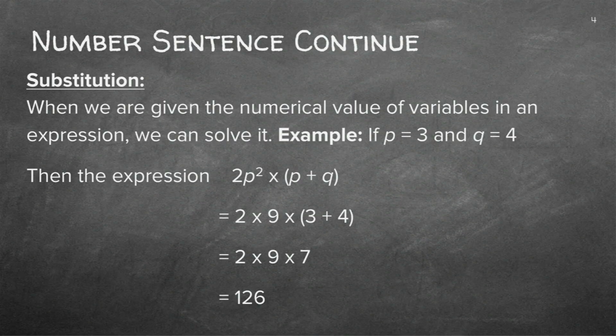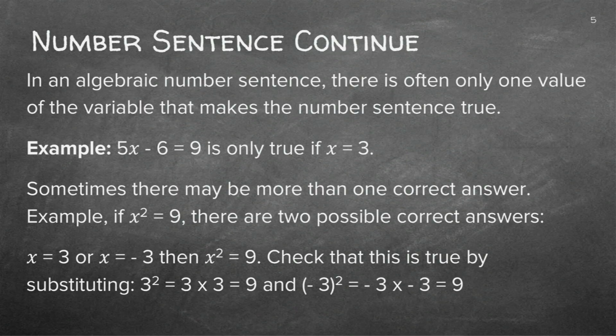For example, if p equals 3 and q equals 4, then we can solve this expression: 2p squared times (p plus q). So it's 2 times p, which is 3, and 3 times 3 is 9, times, in brackets, 3 plus 4. So remember BODMAS: 2 times 9 times 7, and our answer is 126.